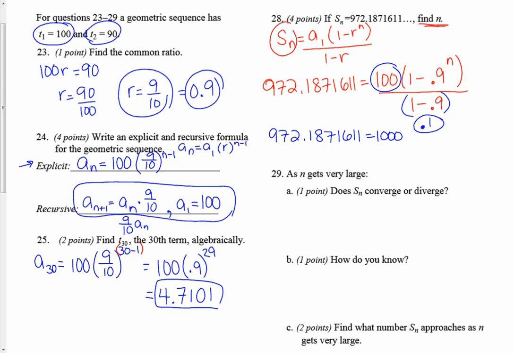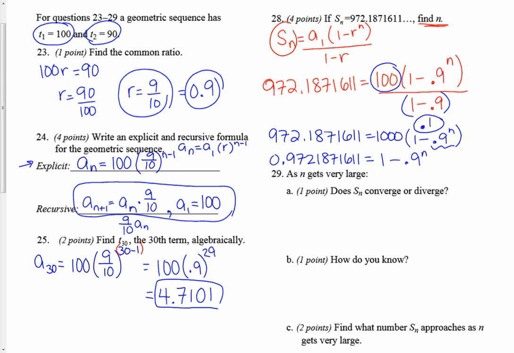Now, notice I did not try to do the 1 minus 0.9. I couldn't do that part yet because the 0.9 was raised to the nth power. So I can't combine those things inside and call that 0.1 to the nth power. That doesn't work. All right, so the next thing that I would do is divide both sides by the 1,000. And when I divide by 1,000, that's going to give me 0.97218711611 is equal to 1 minus 0.9 to the nth power.